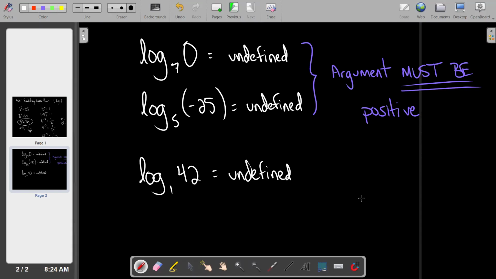I'm asking you to take the base number 1 and raise it to some power, I don't know what it is, and have it magically become 42. Is it possible? It's impossible. What's 1 no matter what power you raise it to? It's 1. How are you going to turn a 1 into a 42? You're not. So rule number 2 for this one is your base cannot equal 1.